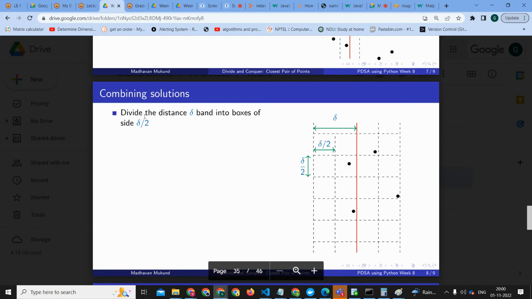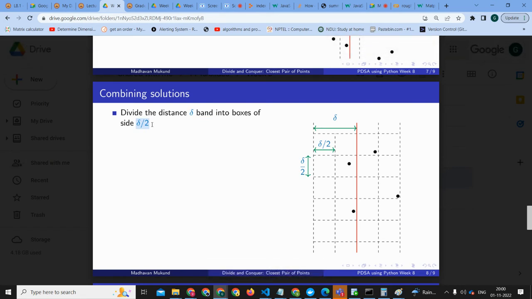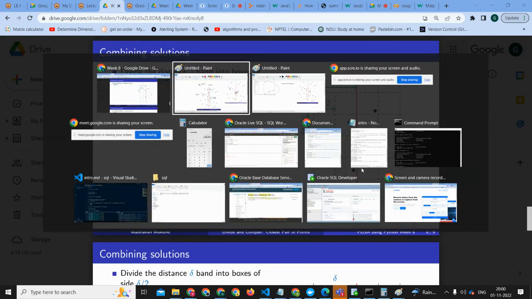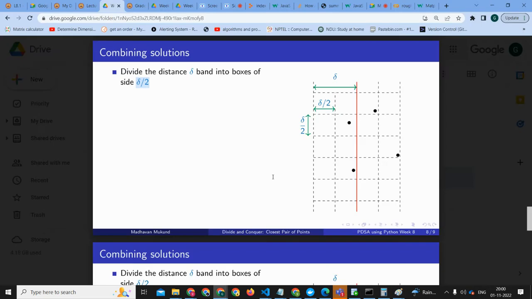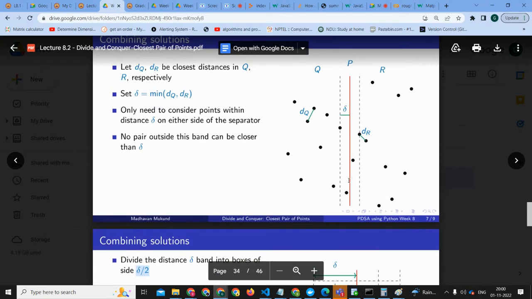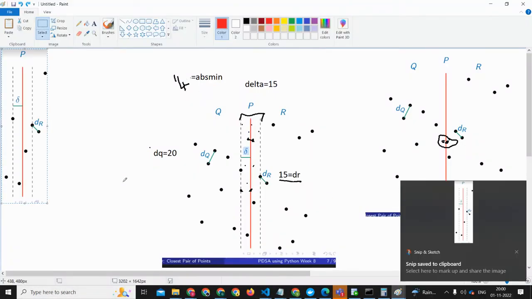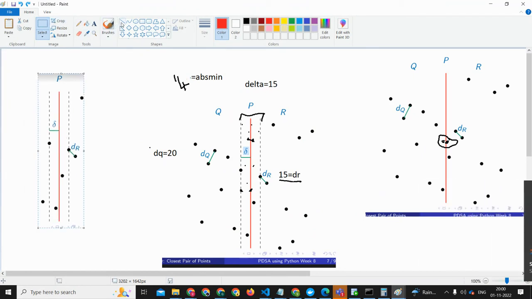Divide the distance delta band into boxes of side delta by 2. So again, we are dividing the line. I'm going to take it again, guys, one minute. So the delta, for the time being, at this moment, is the minimum distance among the points for now at least.